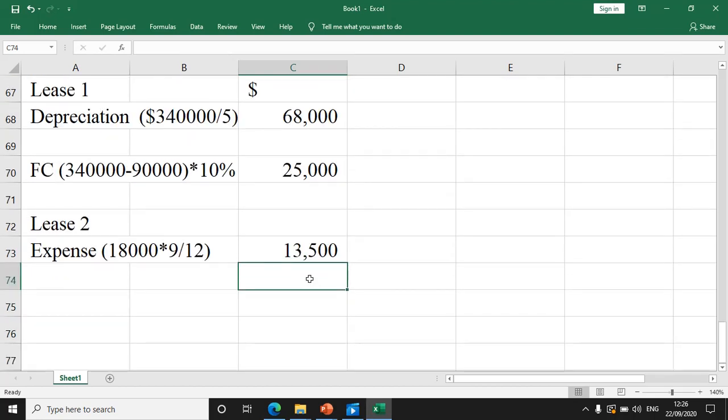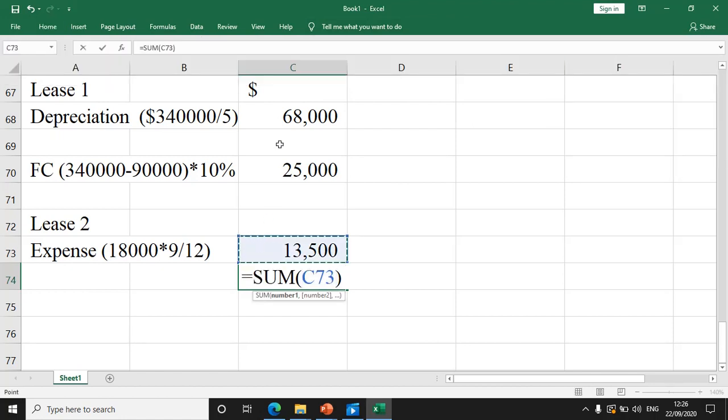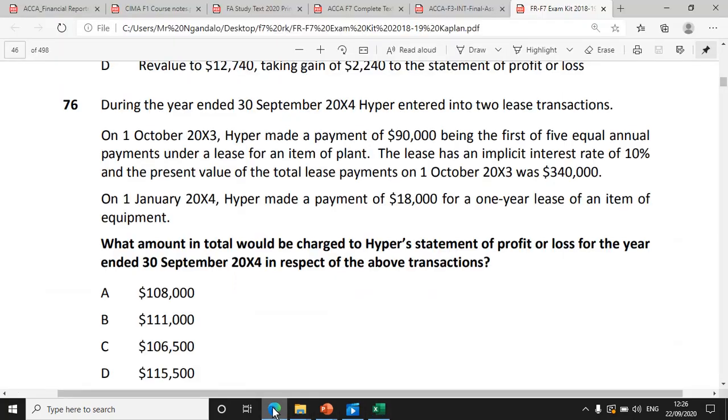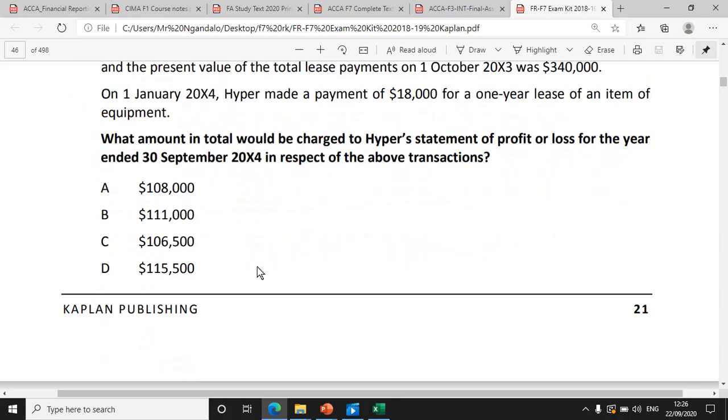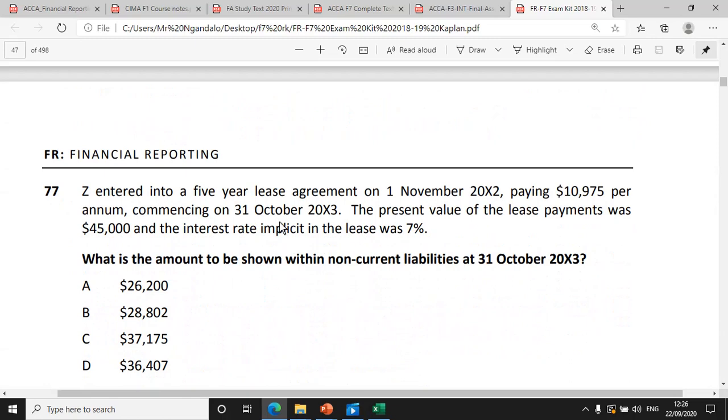So the total charge, therefore, if I can sum up, let me just get back to my ribbon, sum up all the amounts there up to there. I'm getting 106,500, and that should be your answer. On the other side, you can see that option there, C. Okay, let's progress to the next question.